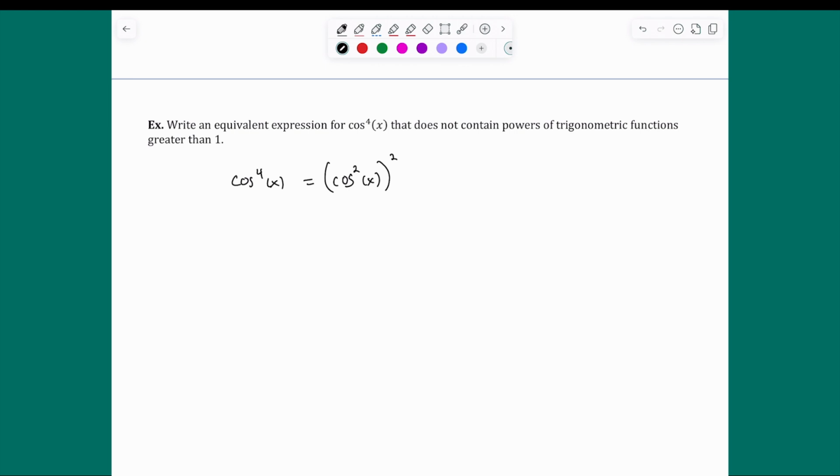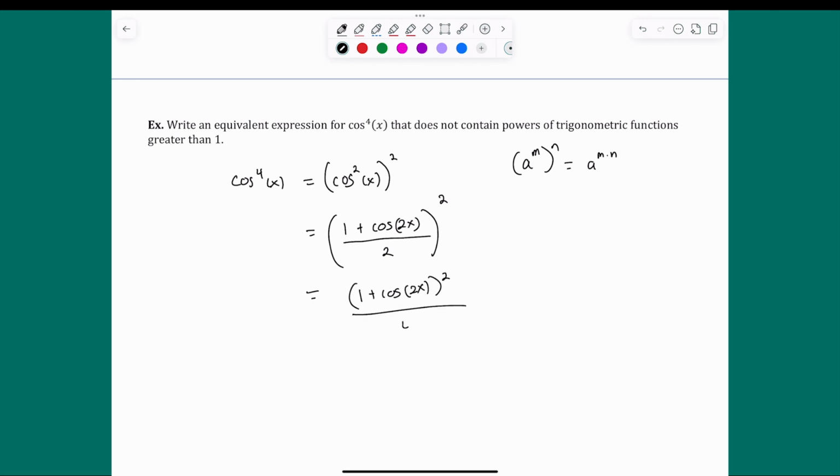So in other words, we know from properties of exponents that if you have a raised to the n power raised to the n power, that's the same thing as a to the n times n power. So we're just using that property there. Now cosine squared of x can be written as 1 plus cosine of twice the angle, so twice x, all over 2, and this here would be raised to the 2nd power. So then we have 1 plus cosine of 2x raised to the 2nd power, and then 2 squared is 4.